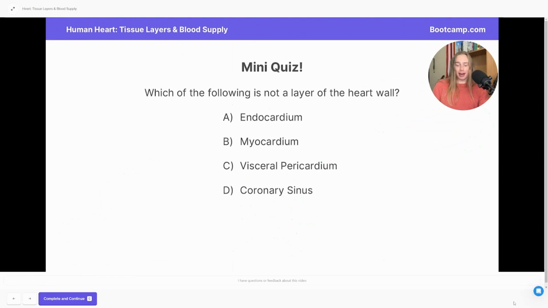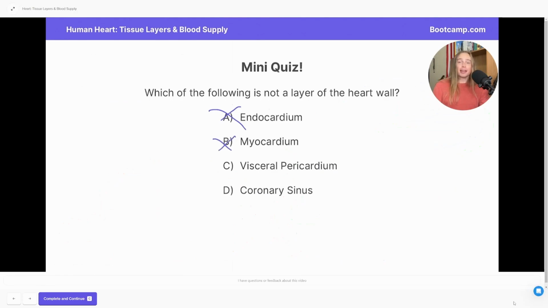Which of the following is not a layer of the heart wall? So it's important to remember that all of the layers we learned today ended in cardium. So the term endocardium, remember, is going to indicate the innermost layer of the heart, the one that lines the chambers. Next then, recall that the myocardium was simply just the muscular layer of the heart.